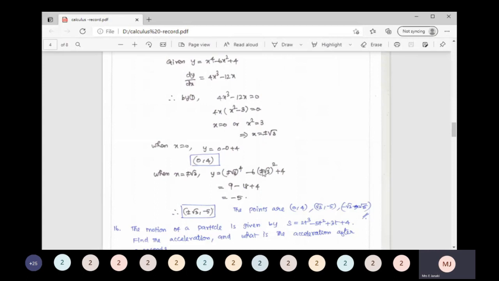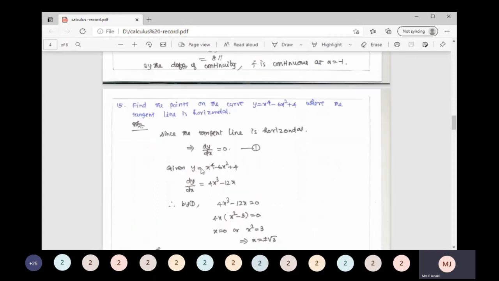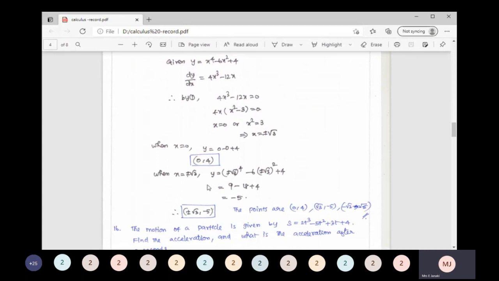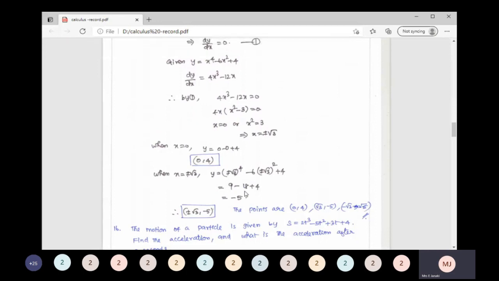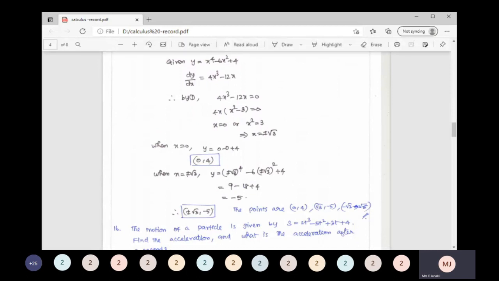Now substitute these x values in the equation of y. Substituting x equal to 0, we get y equal to 4. For plus root 3, we get the answer minus 5. And for minus root 3, the answer is also minus 5. These are the points on the curve where the tangent lines are horizontal.